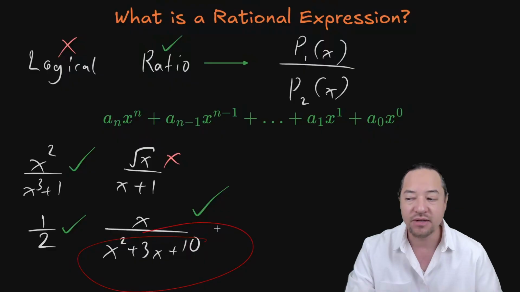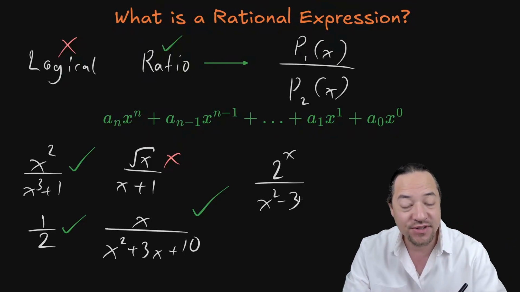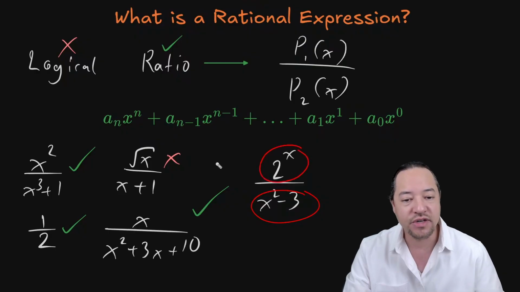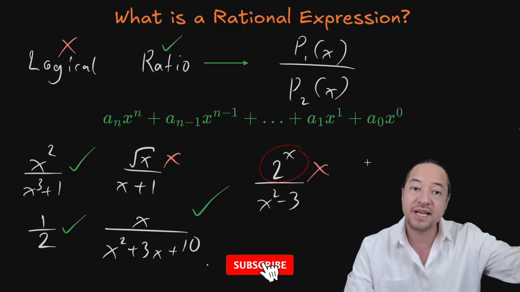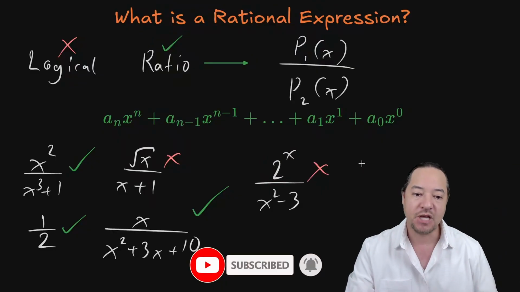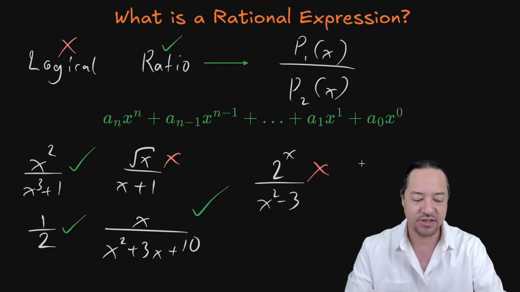And let's just try one more here. How about 2 raised to the x power over x squared minus 3? Is this a rational expression? Well, the denominator is a polynomial, but the numerator is not. Okay, so this would fail. 2 raised to some x power is some kind of exponential expression here, not a polynomial, so this would fail. Okay, so that's just a few examples.